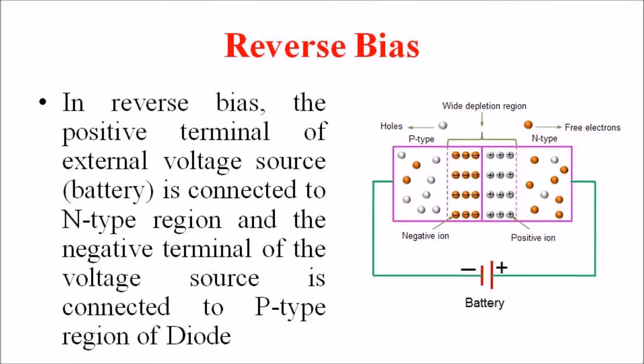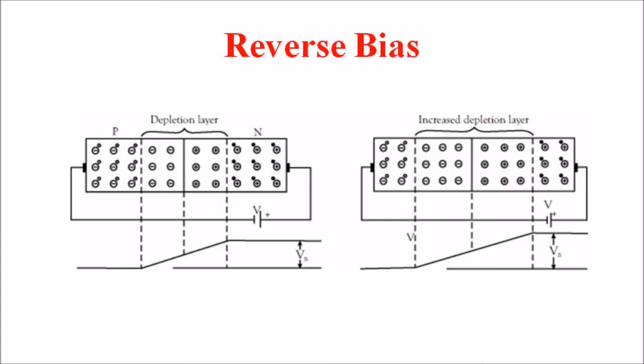The second one is the reverse biasing condition. In reverse biasing, the positive terminal of the external voltage source is connected to the N-type region and the negative terminal of the voltage source is connected to the P-type region of the diode. This is shown in this figure, and this configuration increases the width of the depletion layer and no current flows through this junction.